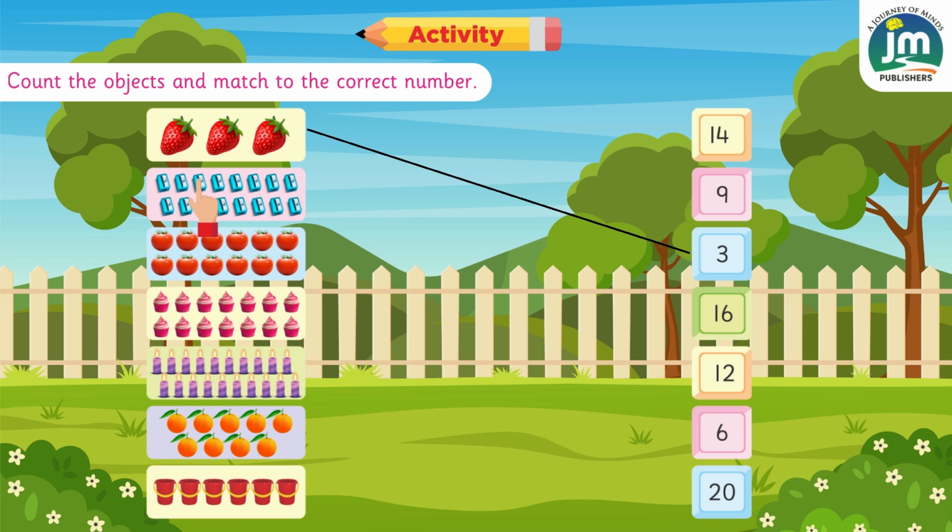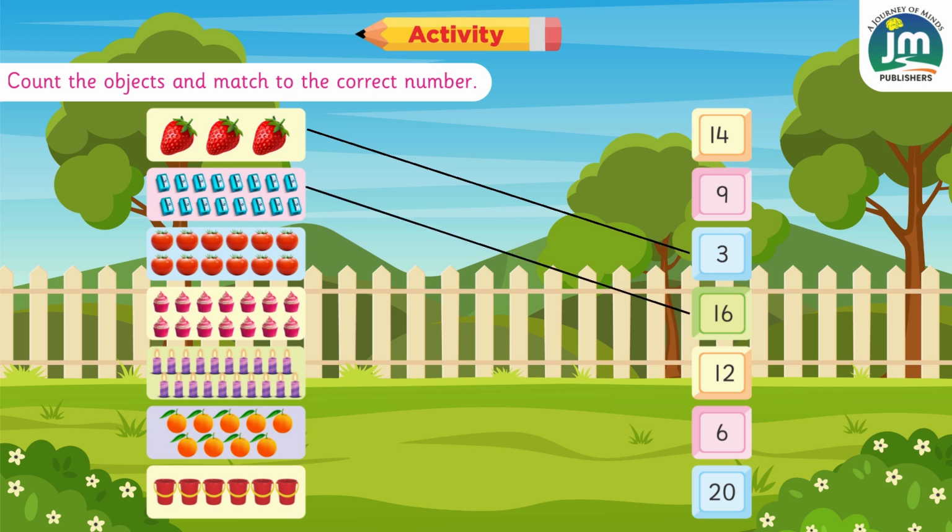1 2 3 4 5 6 7 8 9 10 11 12 13 14 15 and 16. We have 16 sharpeners, so we match the sharpeners with the number 16.